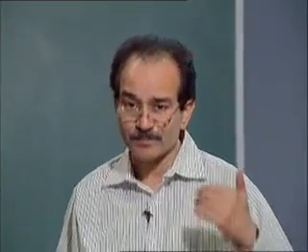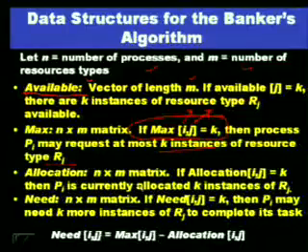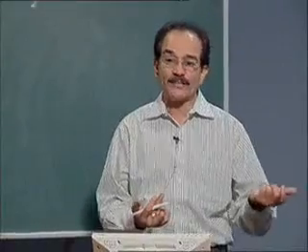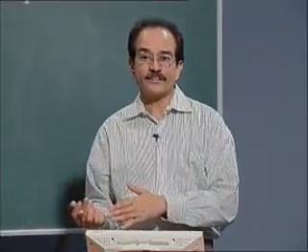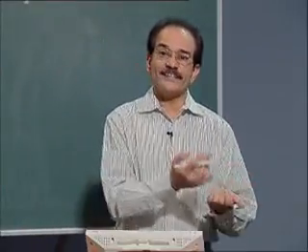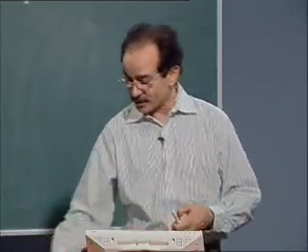Okay, corresponding to process P_i and resource type j, my need is the maximum which I require minus the allocation which has been done. If I subtract them, I will get the needed resources. As I said, as far as the printers are concerned, let us say I require 2 printers, that is the maximum, and what has been allocated to me is, let us say, 1 printer, so I need 1 more printer. So, this is the data structure for this sort of algorithm.